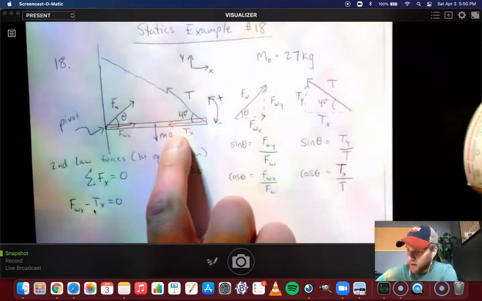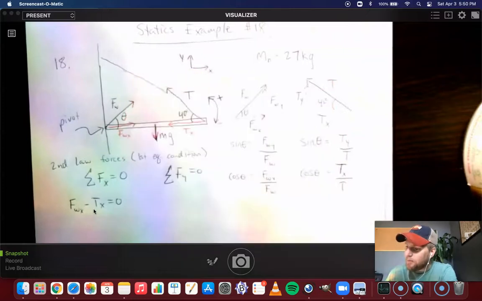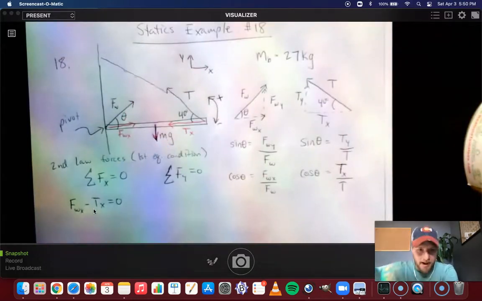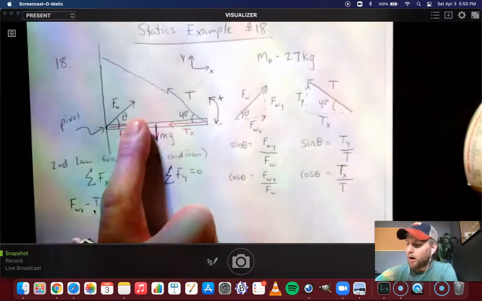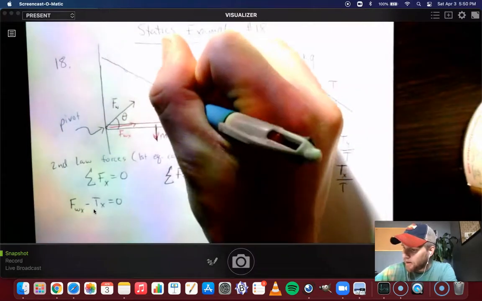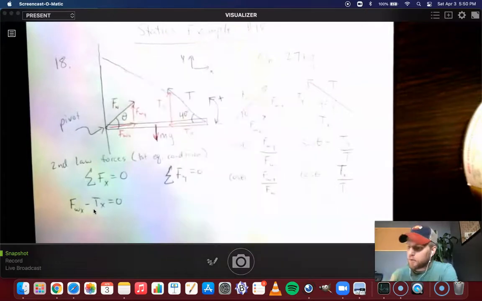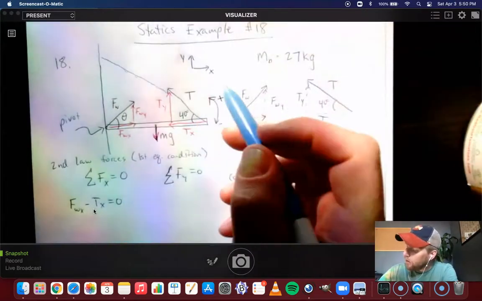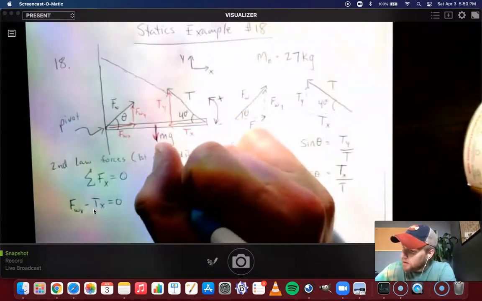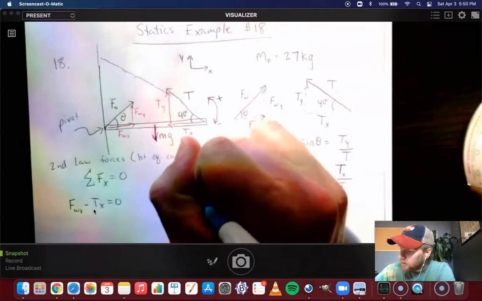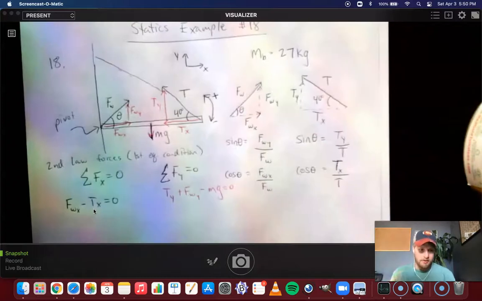We've got an obvious one here. I'm going to do that in red so you can clearly see. We've got mg, that's acting down. We've got tension in the y acting up, and the force from the wall in the y acting up as well. So Ty, and we'll call this Fwy. Okay, so it doesn't really matter what order we take those in. We've got, let's just go Ty plus Fwy minus mg. That's going to be equal to 0.